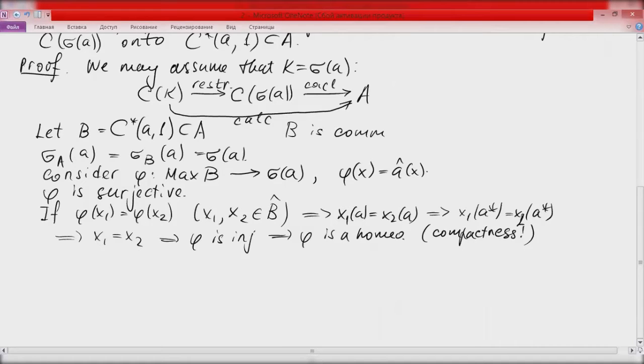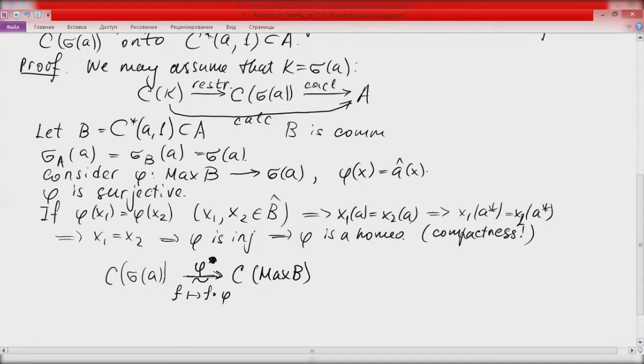Okay, let's now look at the following picture. So our homeomorphism phi determines an isometric star isomorphism between the algebra of continuous functions on sigma of A and the algebra of continuous functions on the maximal spectrum of B. In the previous lecture, this isomorphism was denoted by phi dot. So phi dot takes each function little f to f composed with phi. And this is an isometric star isomorphism.